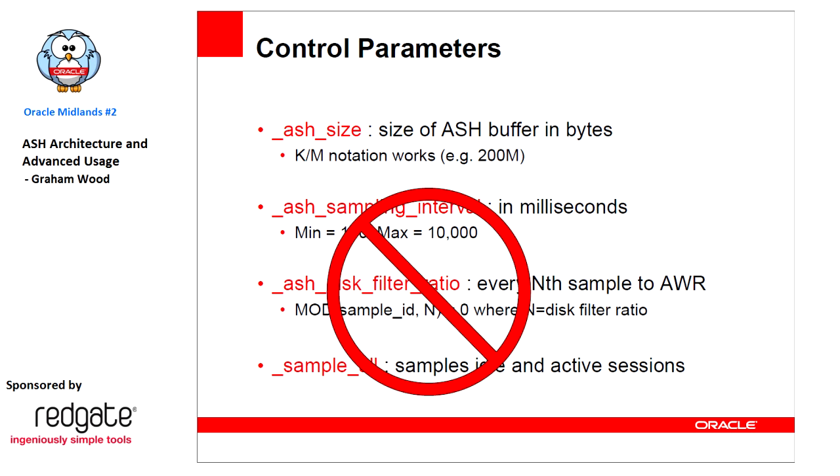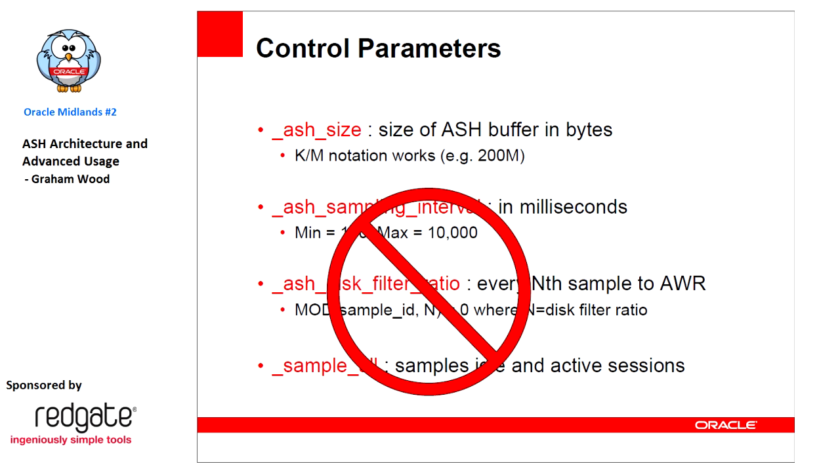Right, so the only one of the do not use ones that I've ever fiddled with is actually this one, which is the ASH AWR filter ratio, and I've changed that to have it write everything into AWR because we knew that there were things that were happening for very short periods of time, and we didn't have a long enough time period to collect enough samples to get a statistically valid one with the 1 in 10 samples. So we just captured the whole lot.